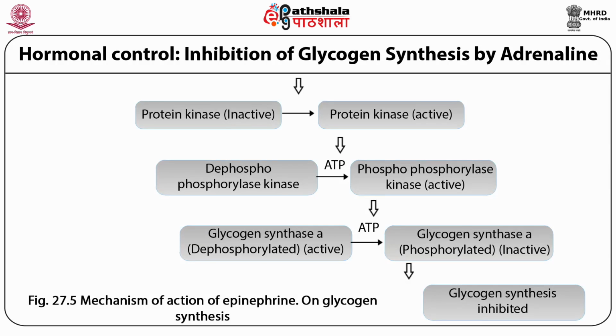The active protein kinase A phosphorylates the phosphorylase kinase. Phosphorylated phosphorylase kinase is the active form of phosphorylase kinase. It phosphorylates a serine residue in phosphorylase B, which converts it into phosphorylase A, a more active form. This promotes glycogenolysis. Active glycogen synthase, that is dephosphorylated glycogen synthase, is converted back into inactive phosphorylated glycogen synthase by the process of phosphorylation. It is catalyzed by the enzyme protein kinase A.